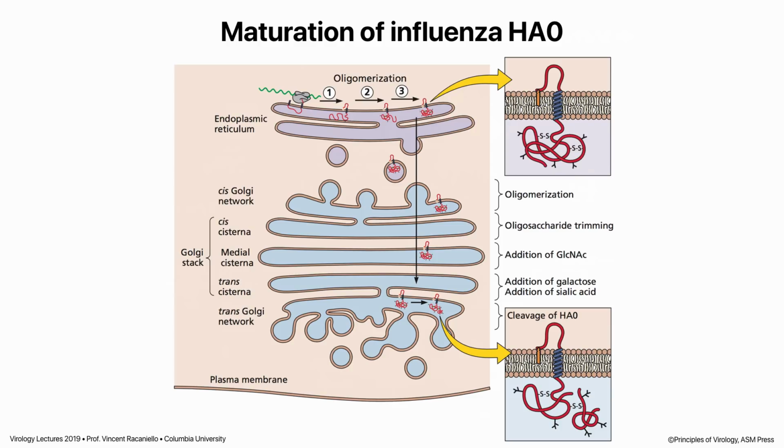But as proteins move through this secretory network, they undergo a variety of modifications that are important. For example, oligomerization, which is important. It has to be a trimer. There are a lot of sugars added and taken off at different parts of this pathway. Sialic acid is one of them, until we get to the mature protein where we have a lot of sugars on it. In this case, it's already cleaved.